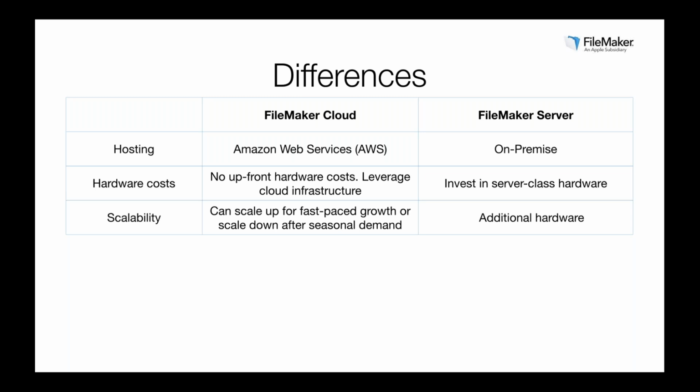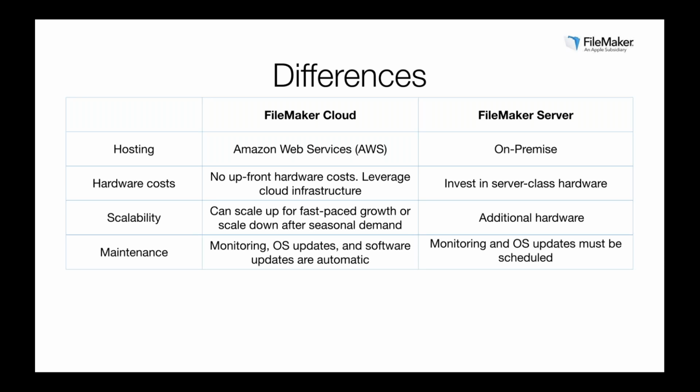For scalability, in FileMaker Cloud, because it's in a virtual environment, because in this cloud environment, it's fairly easy to scale up for fast-paced growth or for seasonal demands and things like that, because you can change the processing power and storage of your instance fairly quickly. Just in a matter of minutes, those can change and go up or down. With FileMaker Server, usually you're running on hardware, so if you want to scale up, normally you would have to purchase additional hardware in order to keep up with the pace of growth.